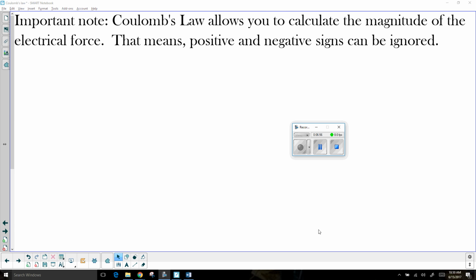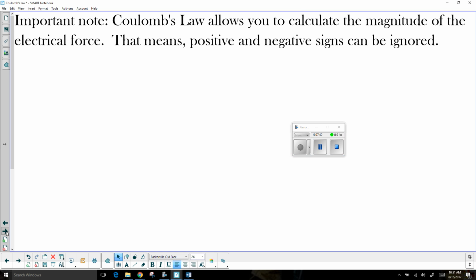One important fact about Coulomb's law is that it allows you to calculate the magnitude of the force between two charged objects. Magnitude is scalar. That means it does not have positive or negative signs. So you can ignore the positive and negative signs on the Q values if they are given. However, like in our previous problem, we see that the force between both the charges was positive. That means that it was probably an attractive force because you have a negative and a positive charge, where those two charges are being attracted to each other.